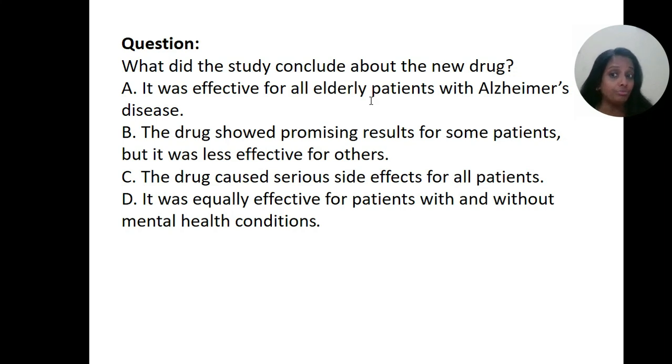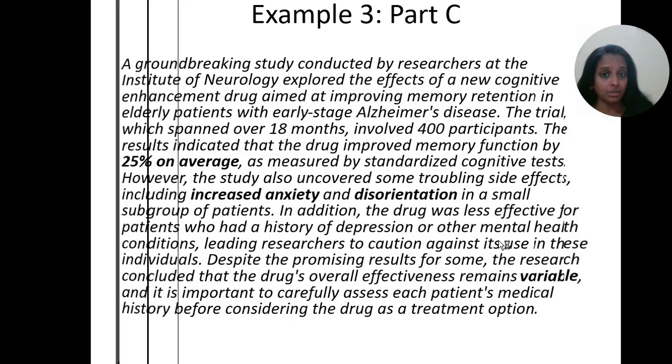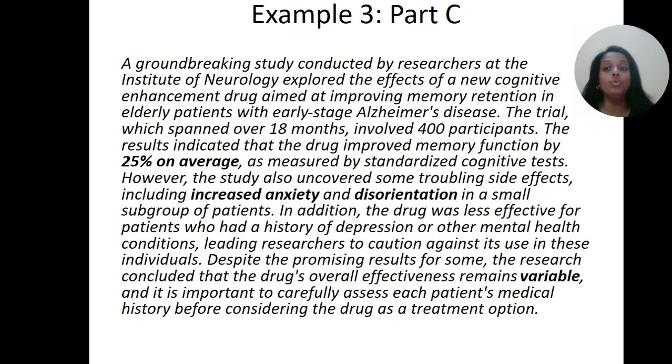First, in part C, you need to focus on reading critically and analyzing the big picture of the study. Remember that this text tells us that the drug was effective for some patients, improving memory function 25% on average. But there were also negative side effects, right? Increased anxiety and disorientation in a small subgroup of patients. And more importantly, the drug was less effective for patients with mental health conditions like depression, which makes it clear that the drug's effectiveness depends on the individual's health history, right?